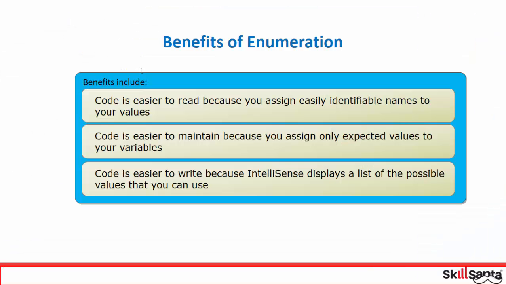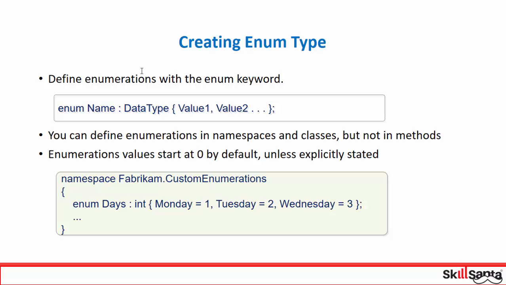So code is easier to write because IntelliSense displays a list of possible values that you can use. In this location you can define values on your own. Creating an enumeration type: how can we define an enumeration? Defining an enumeration with the enum keyword.